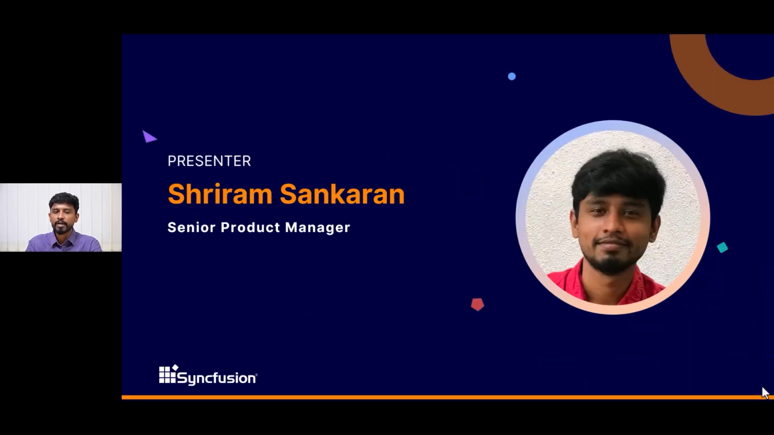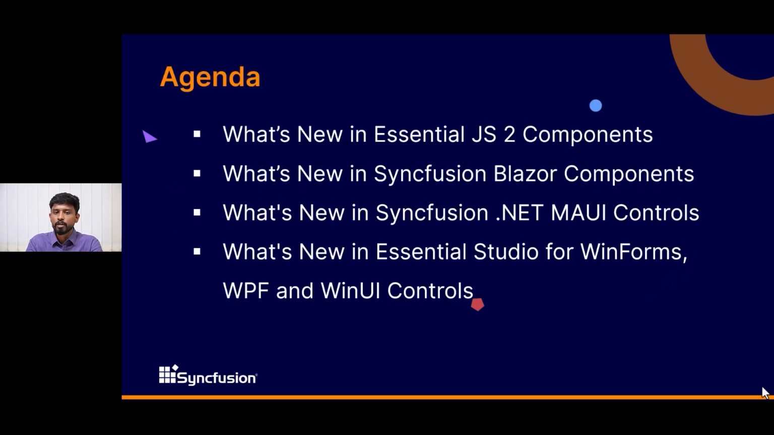At Syncfusion, we are passionate about empowering developers with tools to build high-performance, responsive, and visually stunning applications across web, desktop, and mobile platforms. Today, we will dive into the exciting updates in Essential Studio 25 Volume 2, where we'll focus on the new features for Essential JS2, Blazor, mobile, and desktop controls. So whether you're building for web, mobile, or desktop, this release has something to make your workflow smoother and your apps more powerful. So here's what we will cover today.